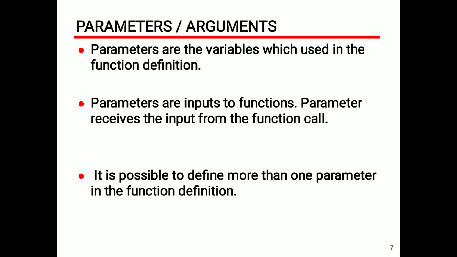It is possible to define more than one parameter in the function definition. Arguments are of two types: actual arguments and formal arguments. Actual means the current or original arguments. Formal means duplicates.